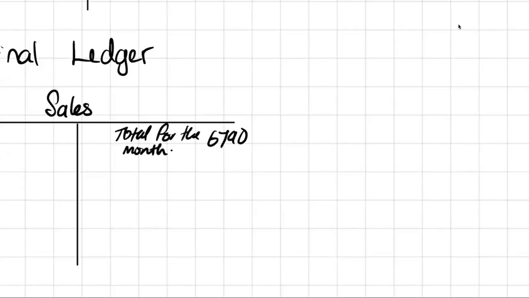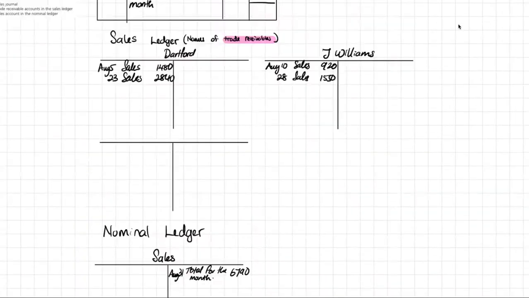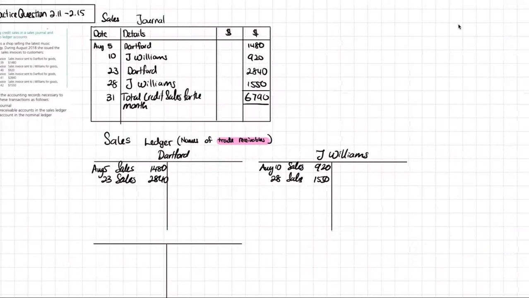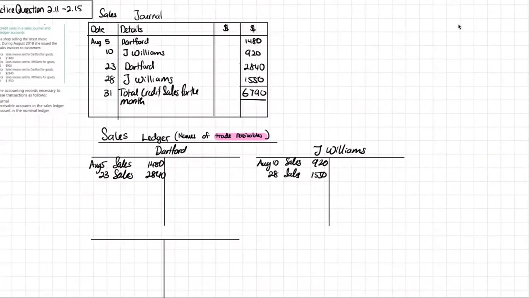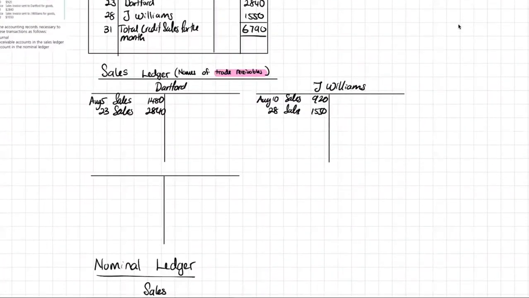The total for the month will be on the last day of August, according to the sales journal. Okay, so in your sales ledger and your nominal ledger, the titles of your book. Okay, so there's only 3 ledgers that are involved.